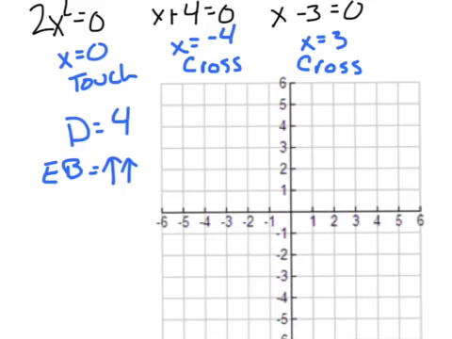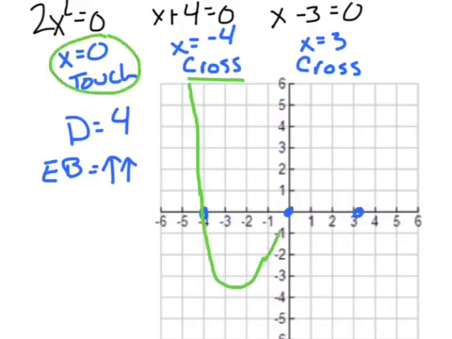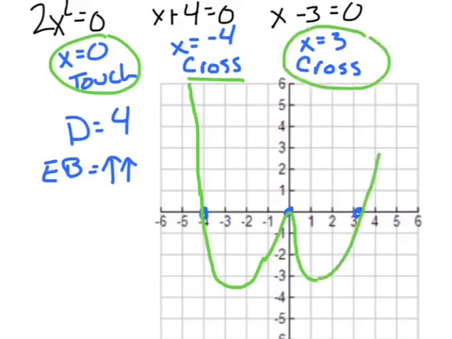I put marks on my paper at 0, -4, and 3. I start up a little bit to the left at -4. When I get to -4, I'm crossing it. I turn around and go to 0. At 0, I'm touching, so I'm going to come up to 0, touch, come back the same direction. I go back to 3. At 3, I'm going to cross, and I finish up. I started up, finished up, just like I hoped.